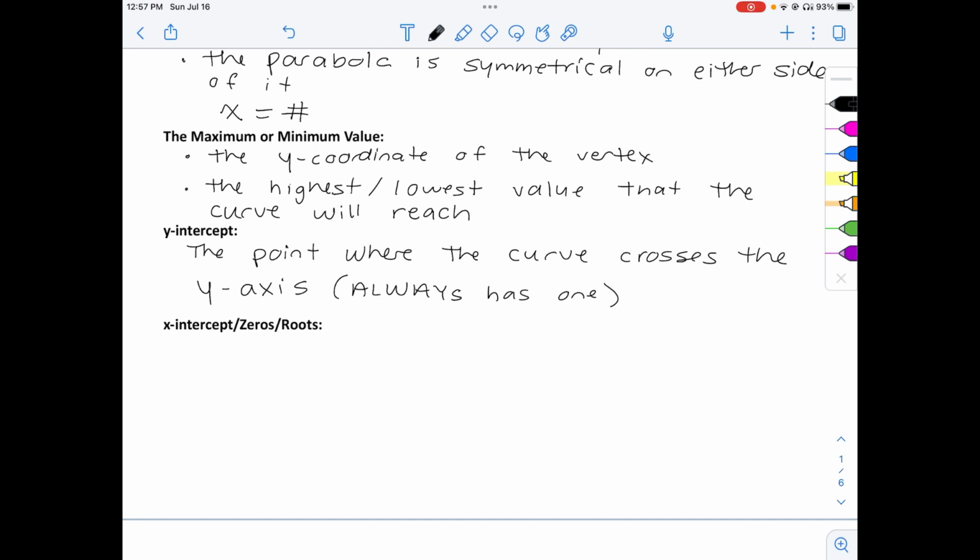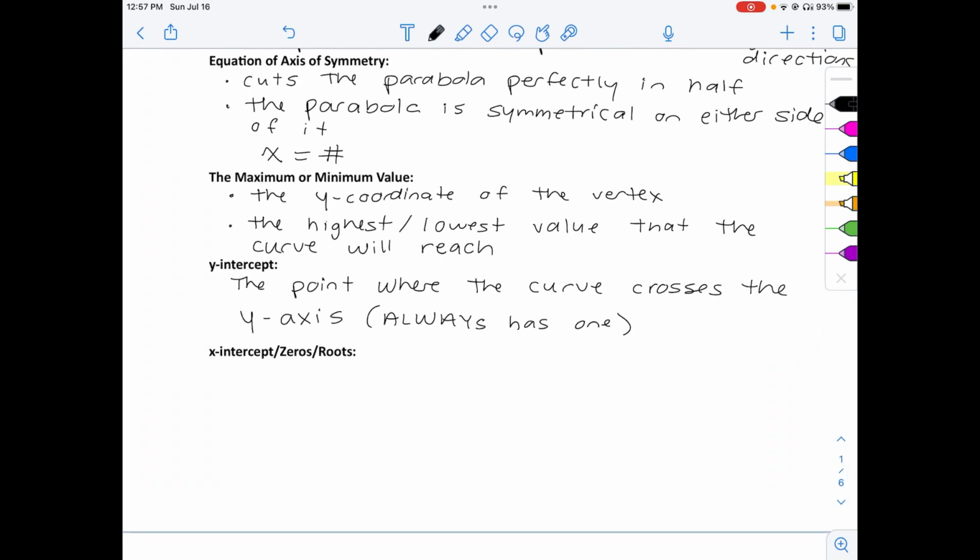It doesn't matter if it's opening up or down, regardless of what the parabola looks like, because the x values continue infinitely in either direction. At some point, eventually, it will always cross the y-axis.